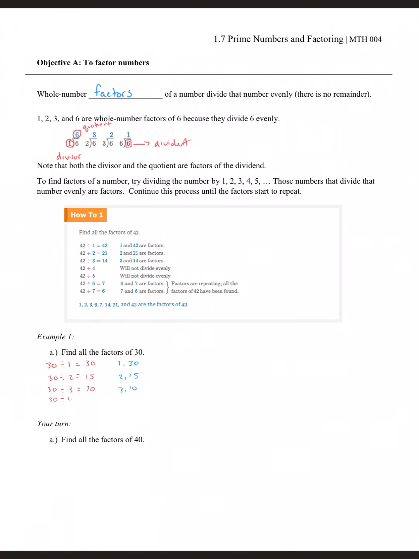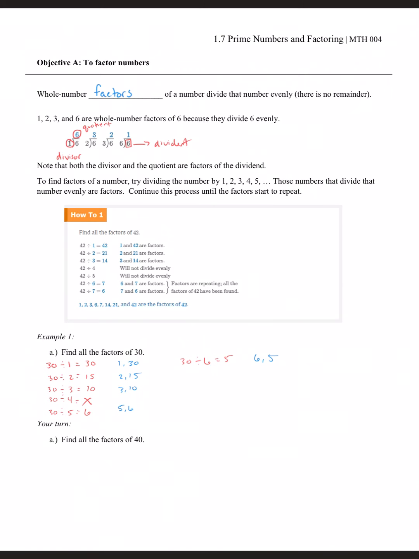What about 30 divided by 4? Does that go in evenly? No. What about 30 divided by 5? Yes, that is 6. So we know 5 and 6 are factors. And if we went one more time, notice how these numbers are increasing: 1, 2, 3, 4, 5. The next one would be 6. So if we took 30 divided by 6, we get 5. And that would make it factors of 6 and 5. Since we've repeated it, that means we found all the factors.